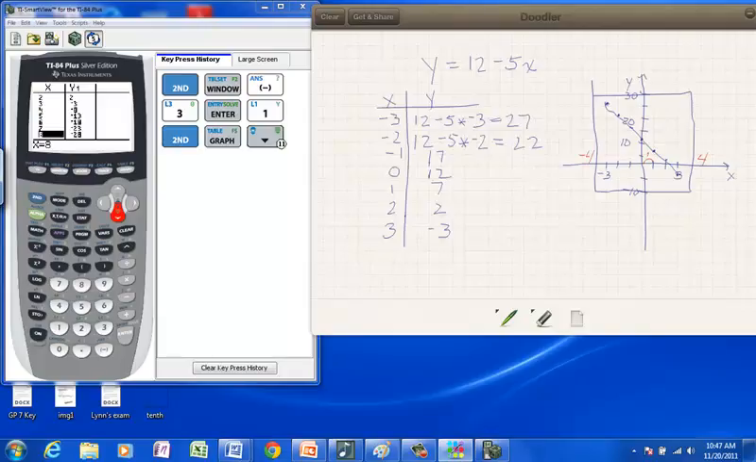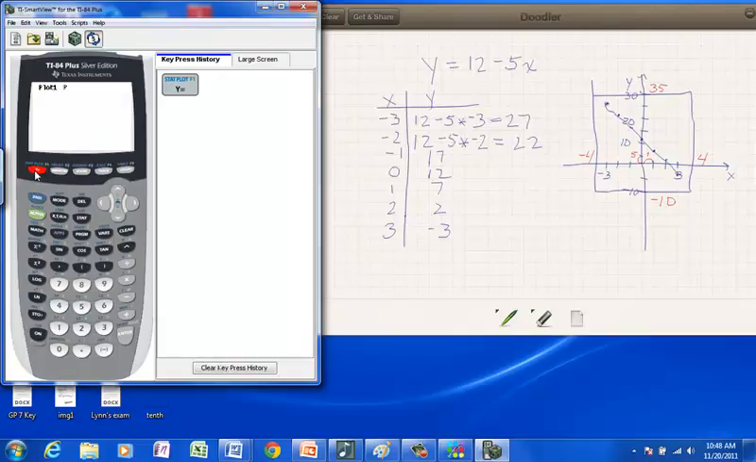The y min, well, we had a y min of -3, but I'll probably go down to -10, just like my picture shows here. And y max went up to 27, so I might go up to 30 or even 35 for that. Let's go up to 35. The y scale, when we were counting on the y-axis, we counted by 5s. So let's go over and do that in the calculator.